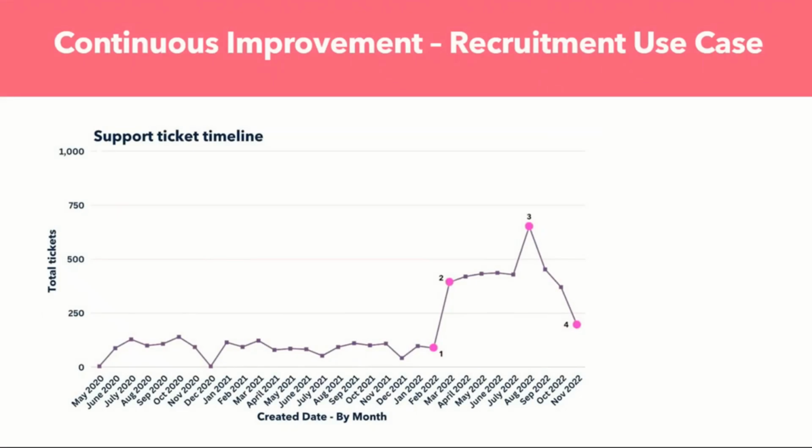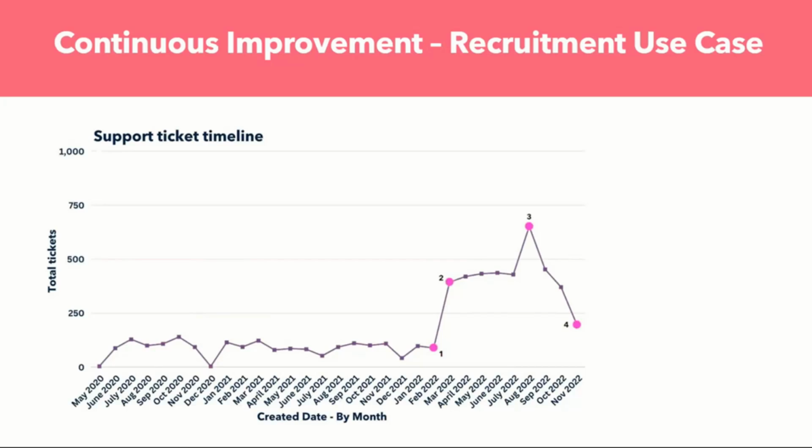So here's a continuous improvement. Here's a recruitment use case where we worked with an organization, and you can see here from May 2020 to January 2022, a whole load of support tickets coming through where records had to be merged by the support team. So these are duplicate records being logged.